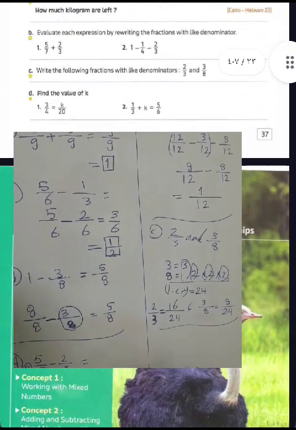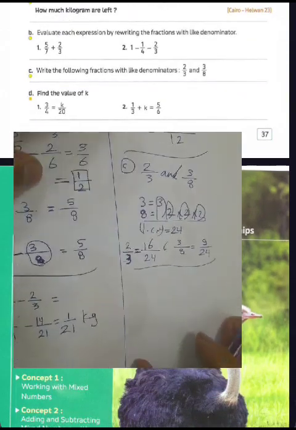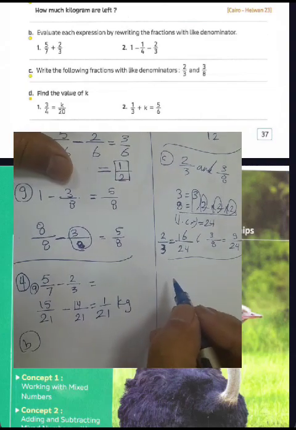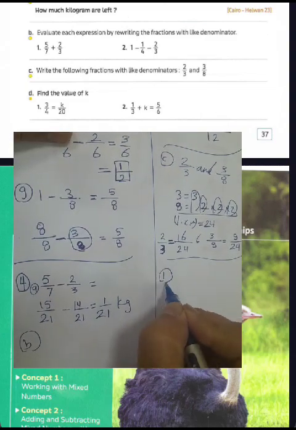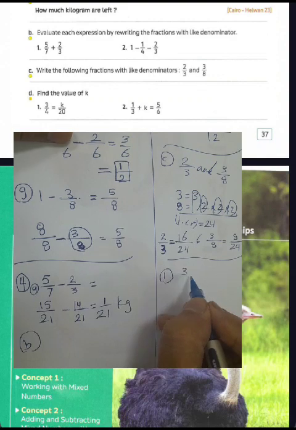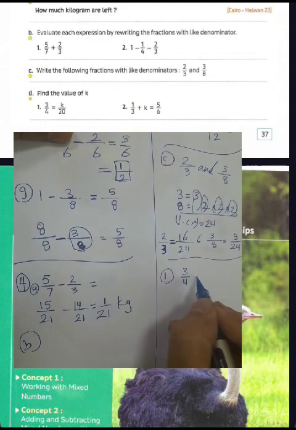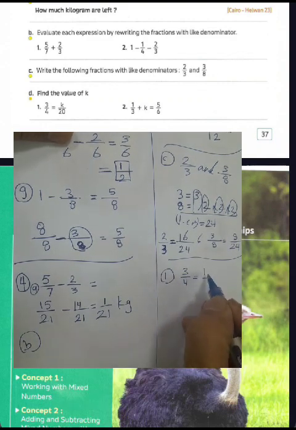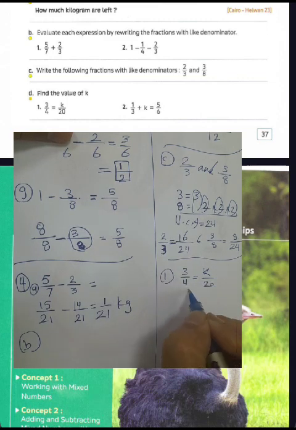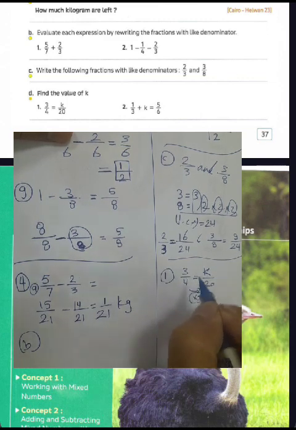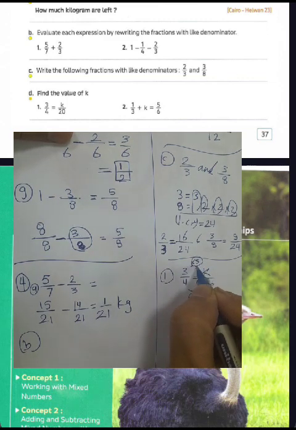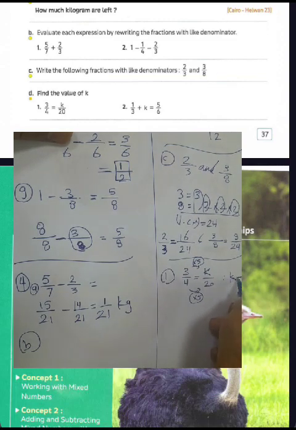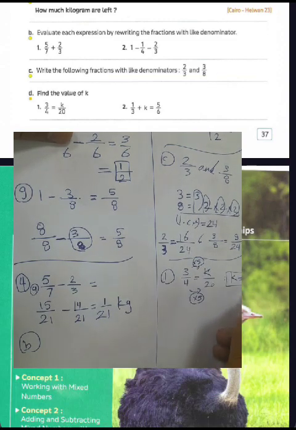Next example, find the value of k. Question number 1: 3 over 4 equals k over 20. We know 4 times 5 equals 20, and then 3 times 5 equals 15. Then the value of k equals 15.